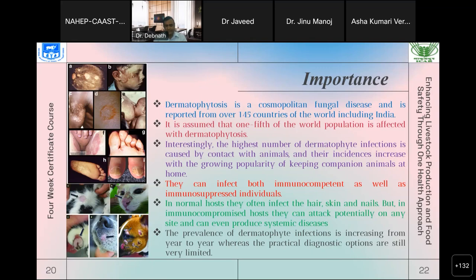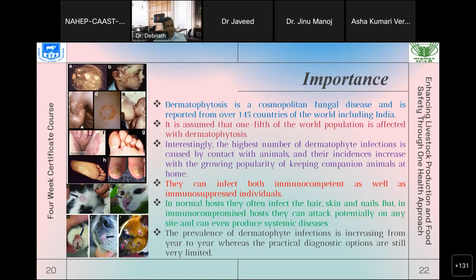Interestingly, the highest number of the dermatophyte infections is caused by contact with animals, and their incidences are increasing with the growing popularity of keeping companion animals at home. We are seeing a growing trend that people are keeping more and more pets, even multiple kinds of pets at a time. So that is a very good source of this infection.